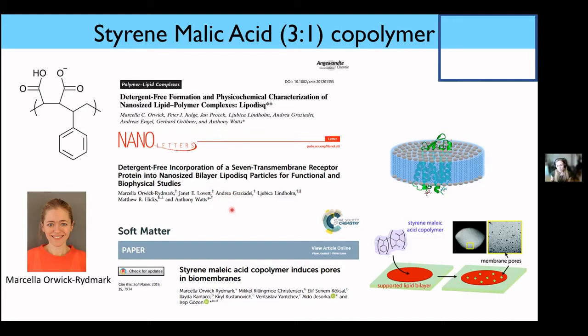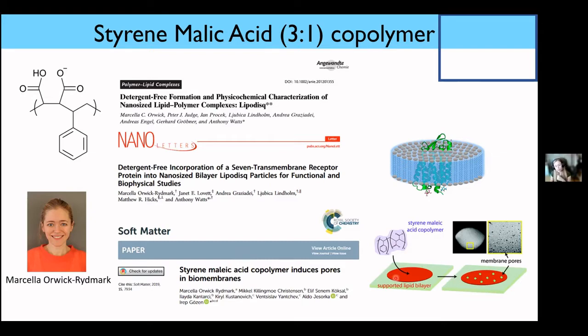Now in this final paper, they investigated again this SMA 3:1 copolymer, adding it to supported lipid bilayers, as well as surface adherent giant unilamellar liposomes. And then they used confocal microscopy and surface acoustic wave resonance techniques to show evidence of pore formation in these supported bilayers, as well as vesicle deformation in the liposomes.